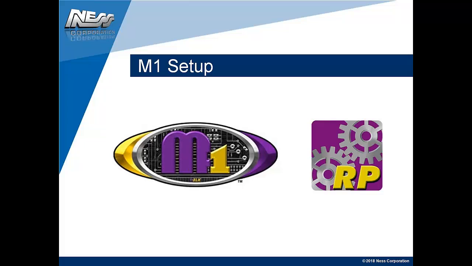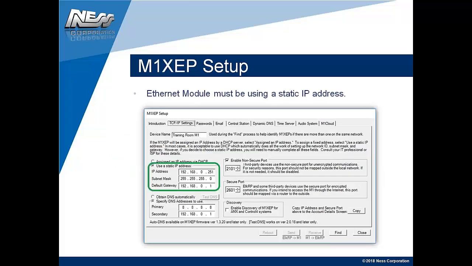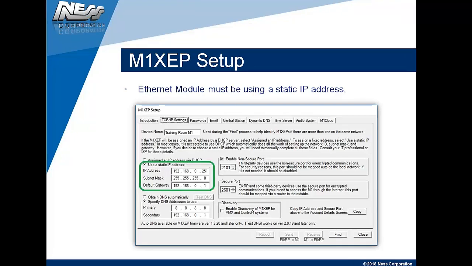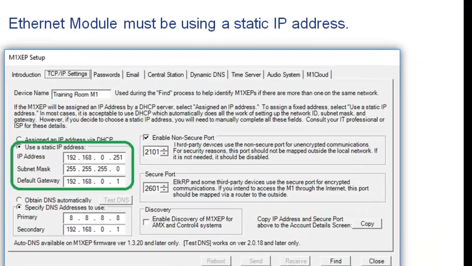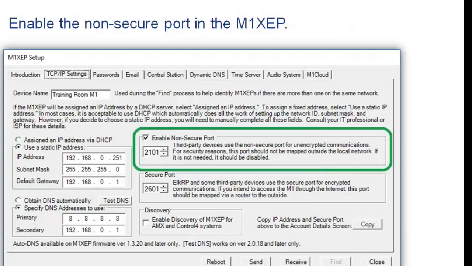Hi everyone, I'm setting up the Z-Wave gateway for the first time. You obviously just connect with ELK RP, with the XEP. You do need to make sure that you're using a static IP address in the M1 XEP. Setting a DHCP IP address is going to keep changing, so it has to be a static IP address. You need to use the non-secure port in the M1 XEP. This is obviously going to be a local connection, so it's safe to use on the local network.